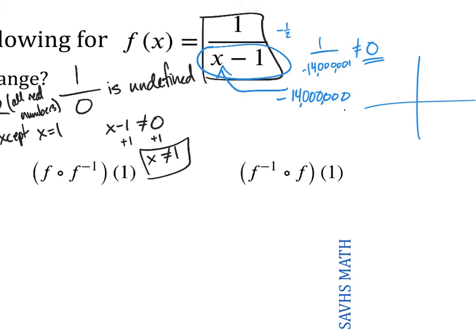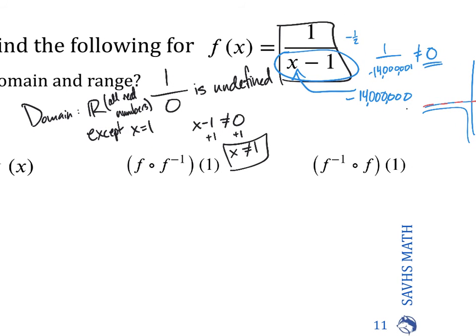The graph is going to look something like this, I believe, and you're going to see that there's a spot here where this graph cannot touch. So that's kind of interesting. The range is all the output values, and we know that the outputs cannot be 0. So we could say all real numbers except y equals 0. I guess is the way we've been saying this. So all real numbers except y equals 0.